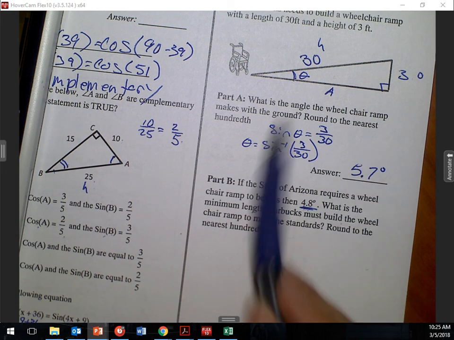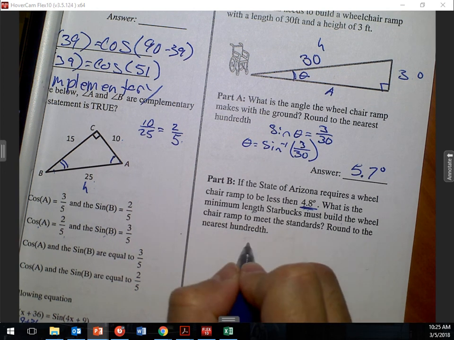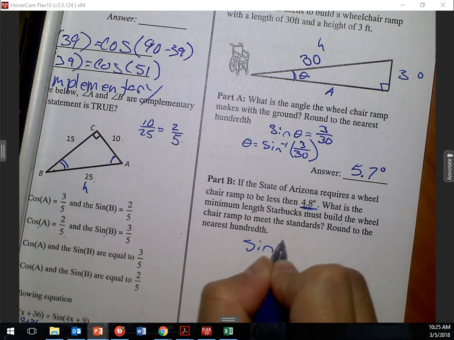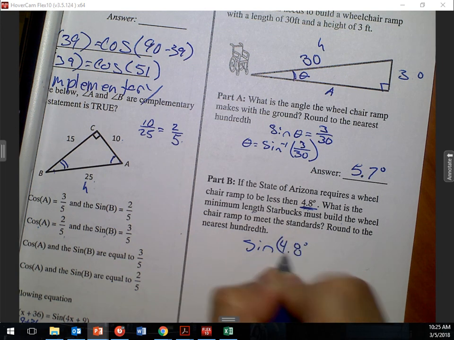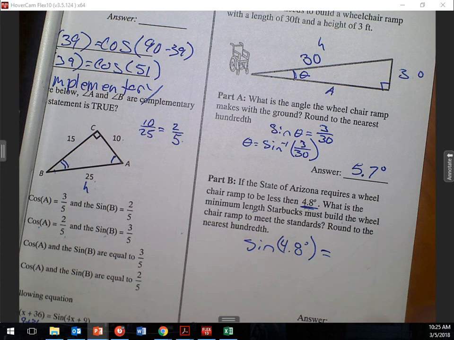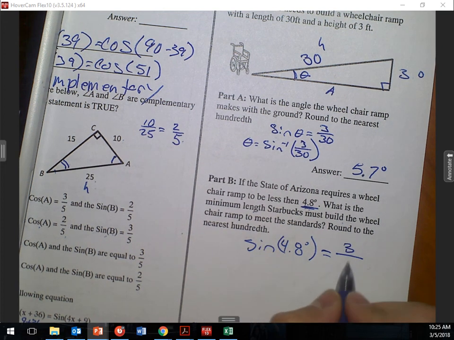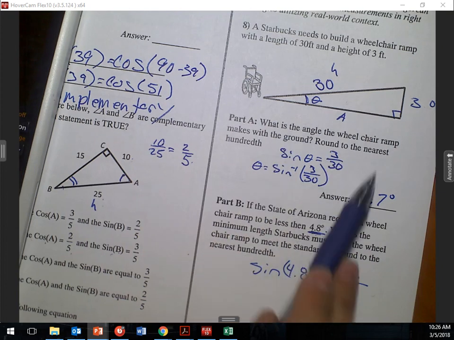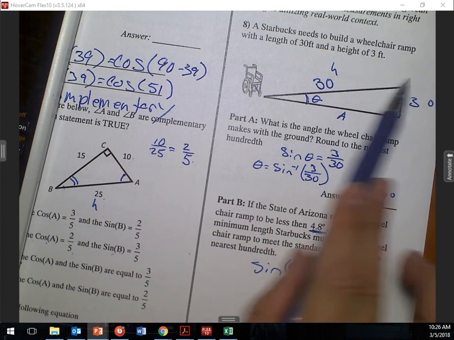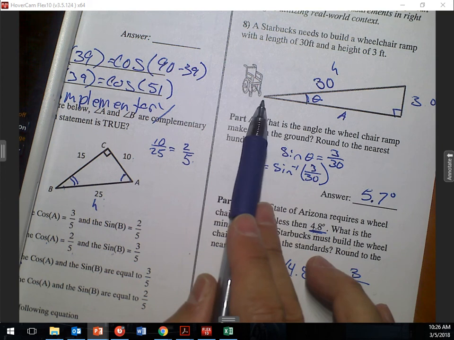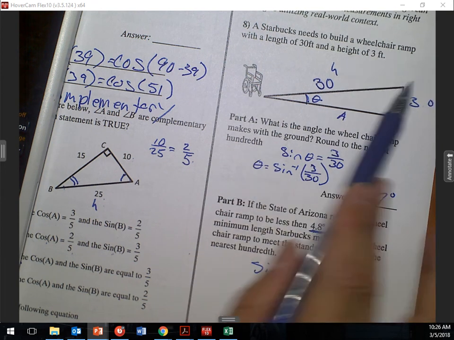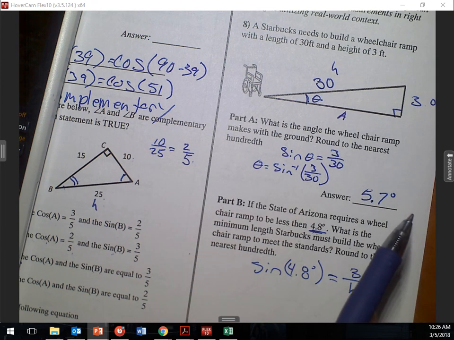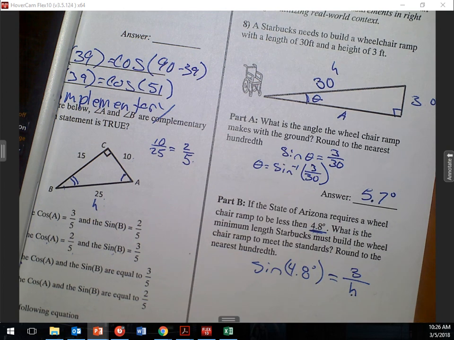So let's do the same thing again, but now sine of 4.8 degrees is equal to, let's say, 3 over h, because that's going to be the hypotenuse that I'm looking for here. Because this one is too steep, I want a different value here. So I want a different ramp. I need a longer ramp because of this. So the longer the ramp, the shorter the angle.